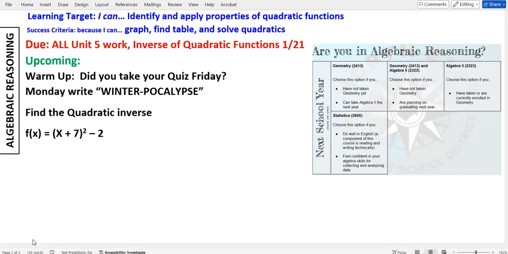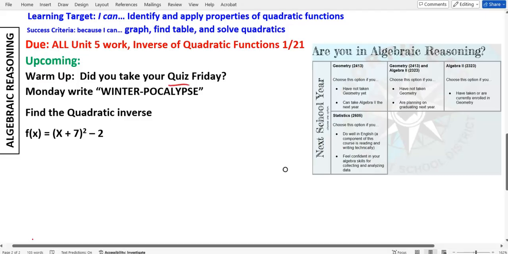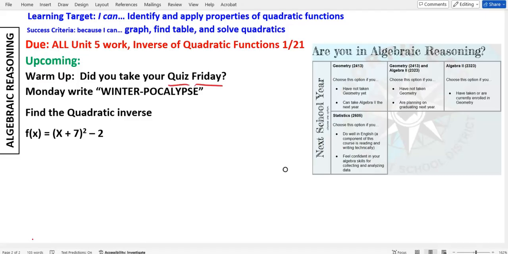Well, did you take your quiz Friday? Because if not, we got to get you to take that quiz from Friday. Monday, write no school. You can write this if you want, whatever. And then find the quadratic inverse.